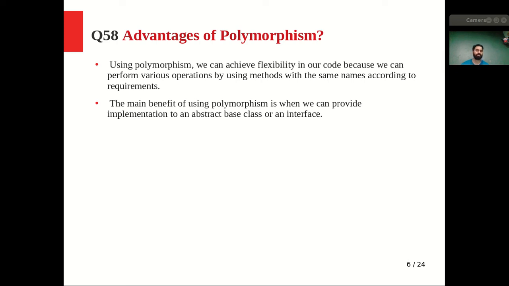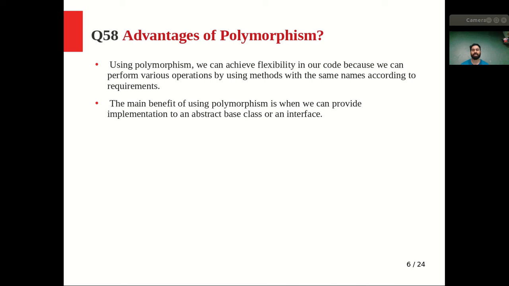The first advantage is that we can achieve flexibility in code, because we can perform various operations by using a method with the same name. It is talking about compile time polymorphism, in which we are using the concept of method overloading. So what is method overloading? Method overloading is a process in which we define a method with the same name but with different arguments. So it is providing flexibility in our code, right? So this is the first advantage.